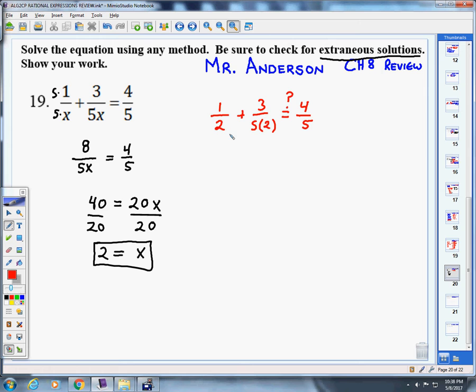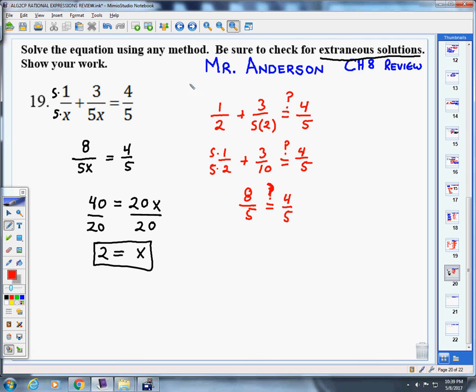All right, so I've got 1/2 plus 3 over 10. Does this equal 4/5? All right, well, again, here I need a common denominator. So let's multiply this by 5 over 5. Now I've got 10 here, 10 here. I can add the numerators. 5 plus 3 is 8 over 10. Does that equal 4 over 5?